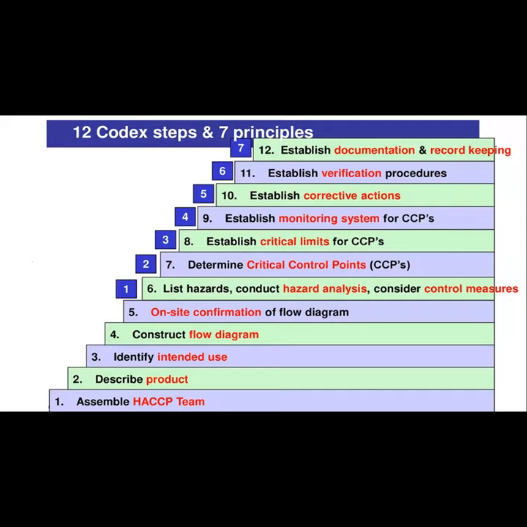If it is not working, there should be a hole, damage or anything. There is a chance of contamination and the control is not working. Similarly, once we've determined the critical control points, establish the critical limits. What should be the critical limit and what is the frequency of monitoring the limits?